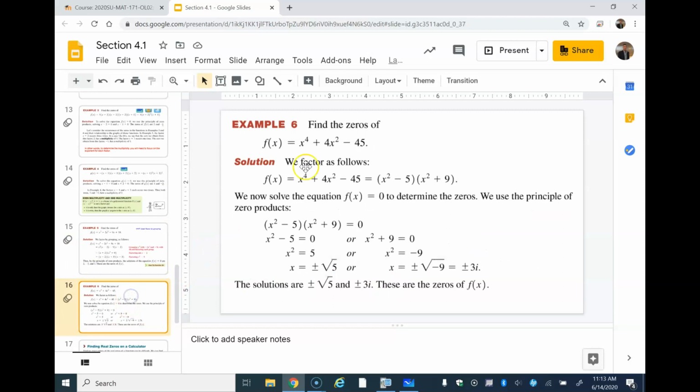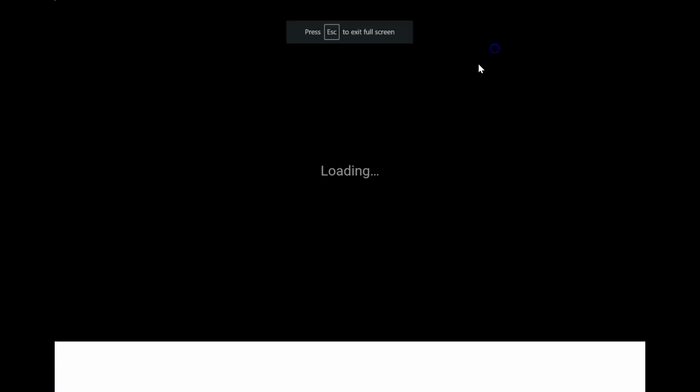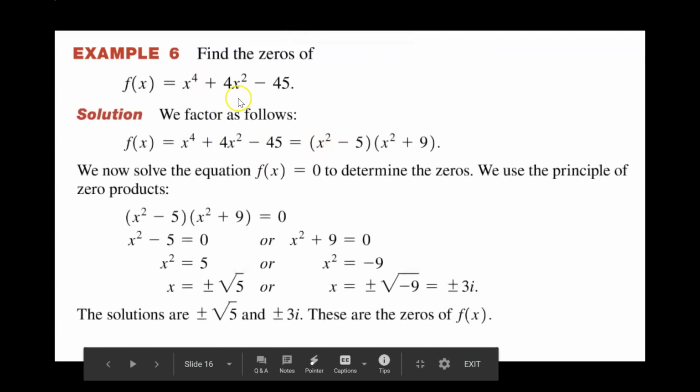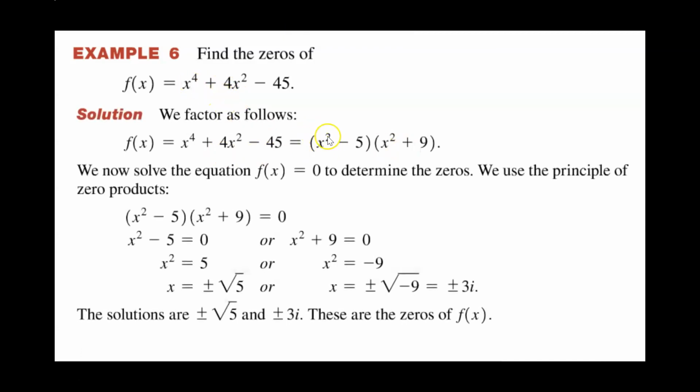So let's go to the next one. For this one, if I factor this part, the factors are x squared minus 5 and x squared plus 9. Now be careful with this part.